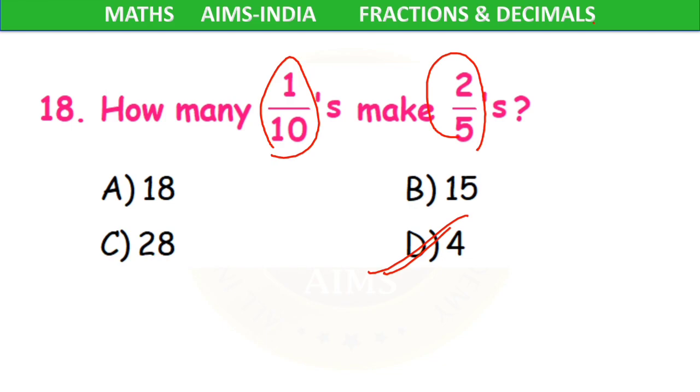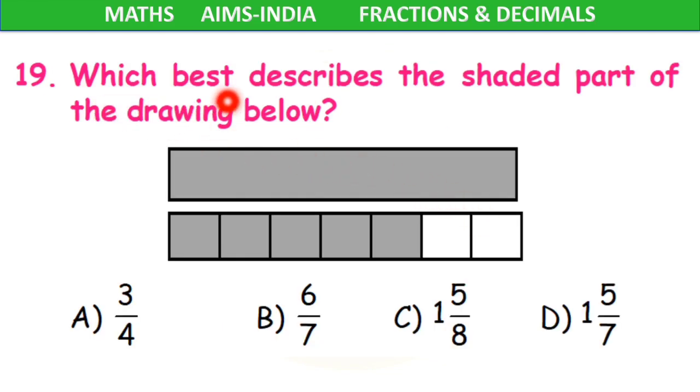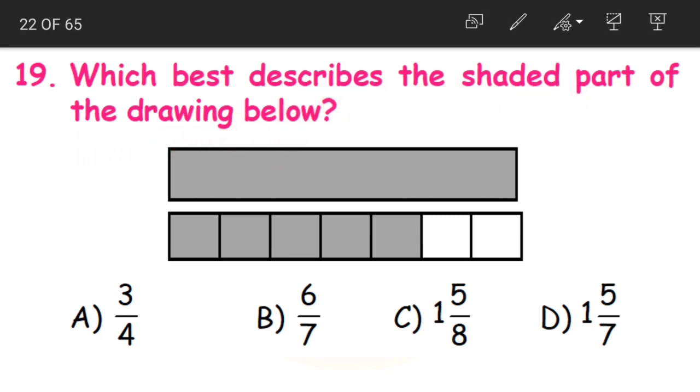Understood children? Next question. Which best describes the shaded part of the drawing below? Now if you observe, we are having two figures. The one figure is wholly shaded. So what will be the representation for it? We'll call it 1. Why? Because the whole of the figure is shaded.